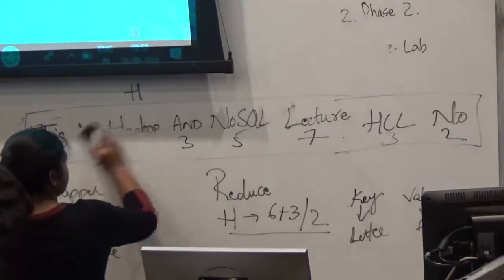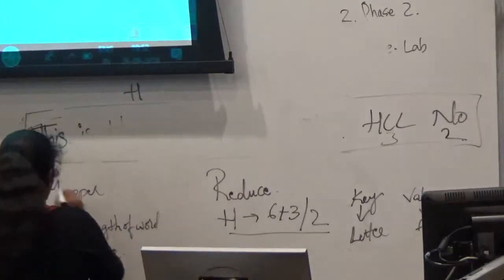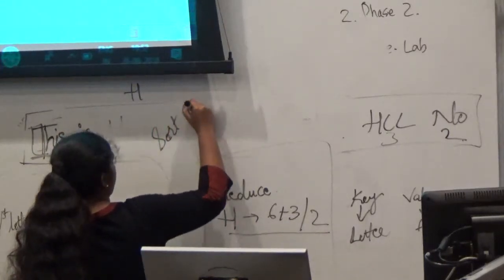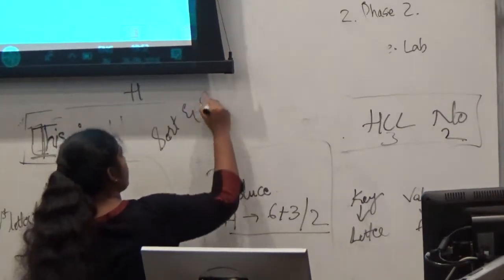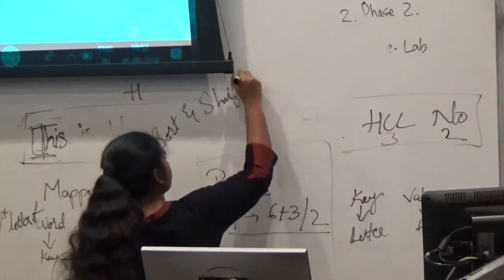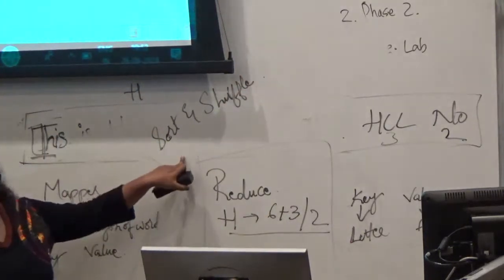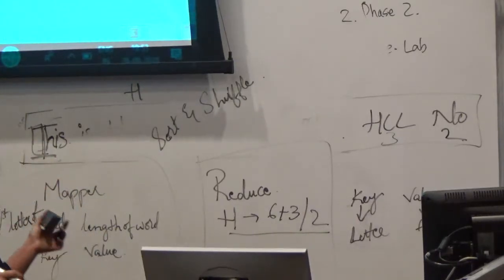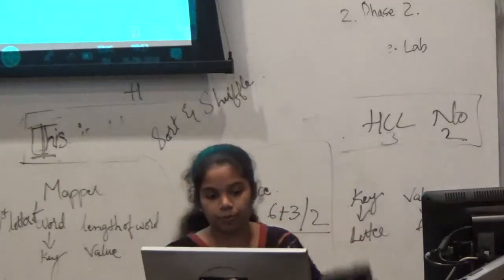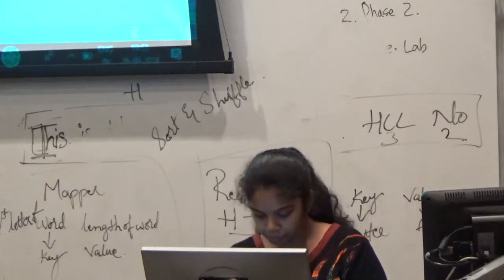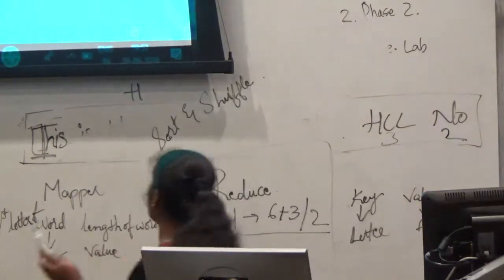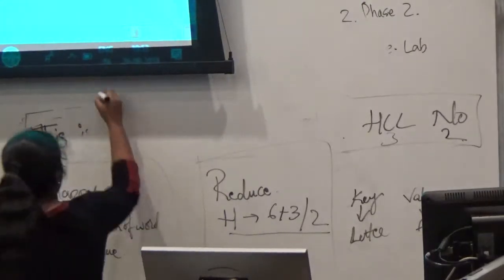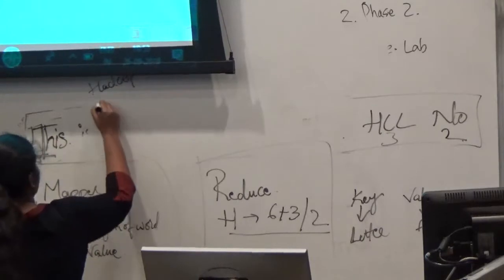As you know, in between mapper and reducer, we have another phase, sort and shuffle. So in the sort and shuffle phase, whatever words we have inside the file will be sorted in alphabetical order. For example, this is whatever file we have, I'll show you. In the file we have Hadoop and HCL, for example.